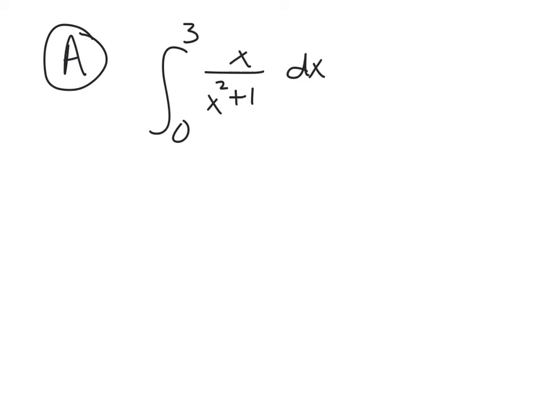Before we dive in, we need to get two problems under our belt. So first, take a look at example A here. Our goal is this definite integral from 0 to 3 of x over x squared plus 1. So recall, the first thing you want to try is u-sub.